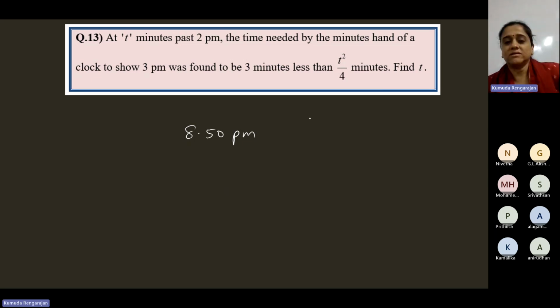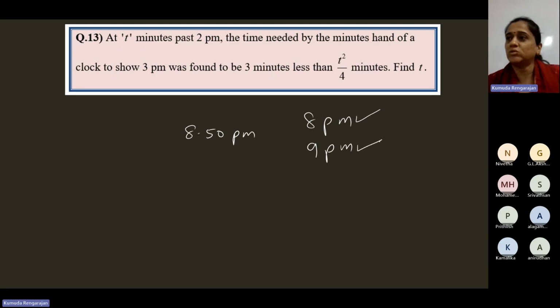You have to speak using those two consecutive hours, 8 p.m. and 9 p.m. 10 p.m. or 7 p.m. won't come, because now the time is 8:50, and you can talk with respect to 8 or 9 p.m. With respect to 8 p.m., you say it is 50 minutes past 8 p.m. With 9 p.m., you say it is 10 minutes to 9.